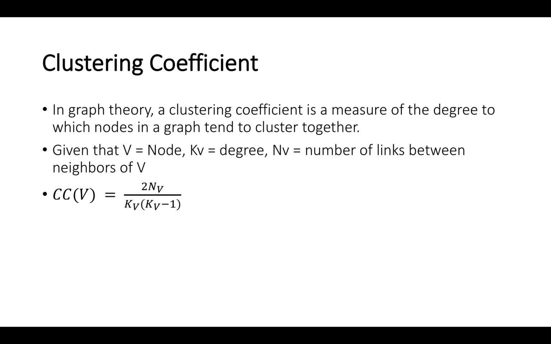Now, given that V equals node, KV equals degree, and NV equals the number of links between neighbors of V in a graph, we can use this in the following equation. The clustering coefficient of any node V will equal 2NV divided by KV times KV minus 1.